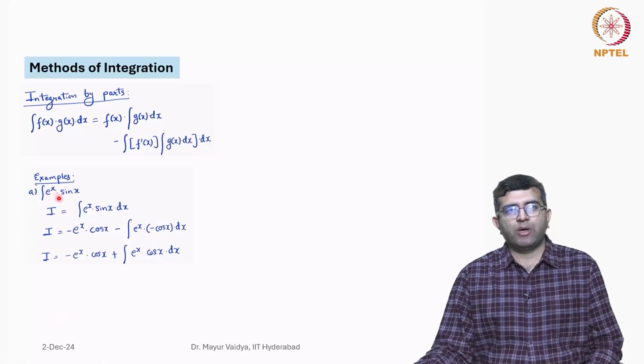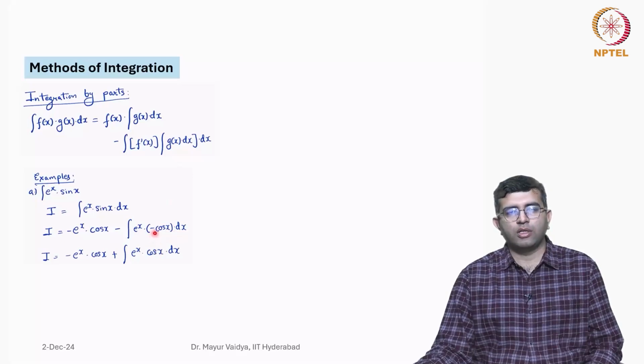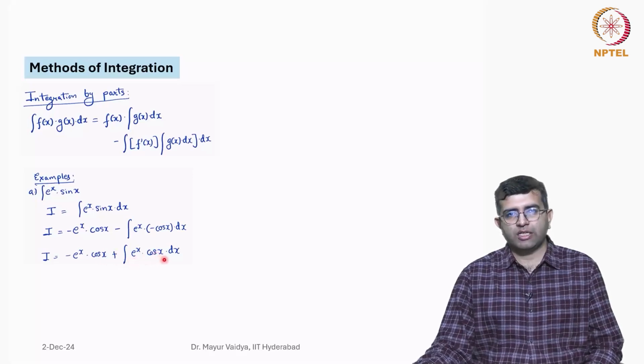Let us say you have e power x into sin x. Now, I is equal to the integral of e power x sin x dx. Then I write I is equal to e power x, integral of sin x is minus cos x, minus the differentiation of e power x, which is e power x itself, multiplied by the integral of g of x dx, which is minus cos x dx here. Now, this minus minus will come out, so it becomes plus the integral of e power x cos x dx.